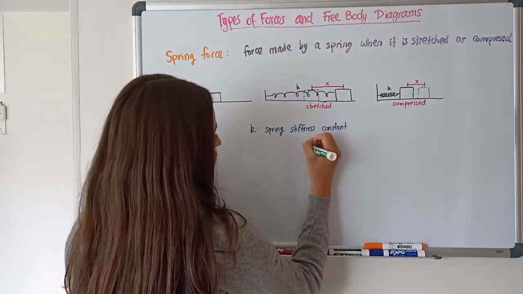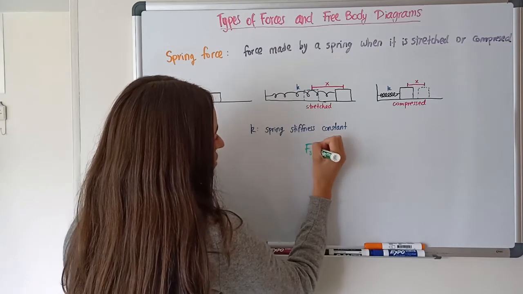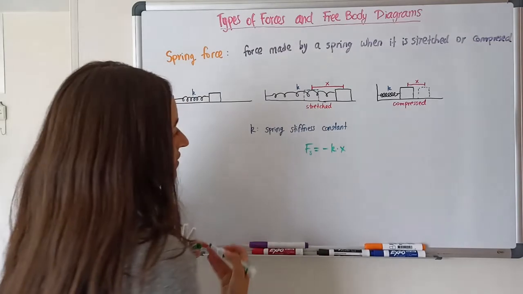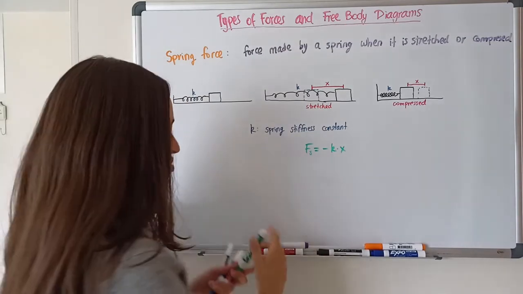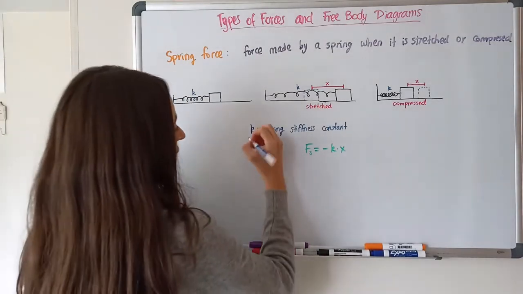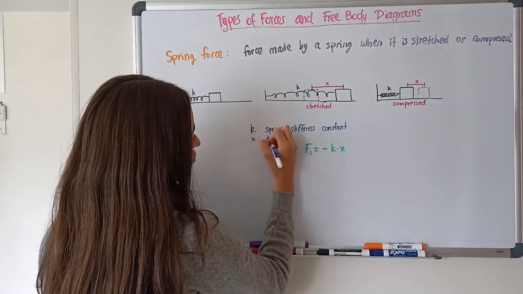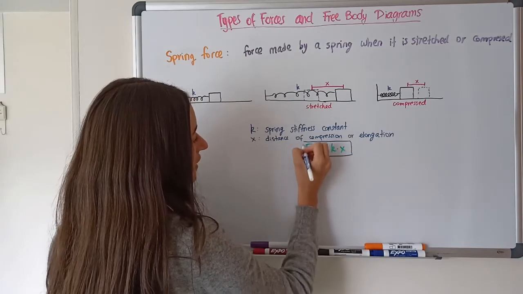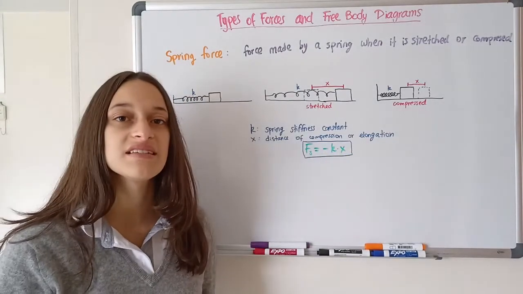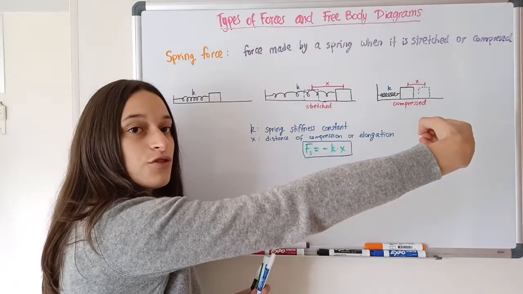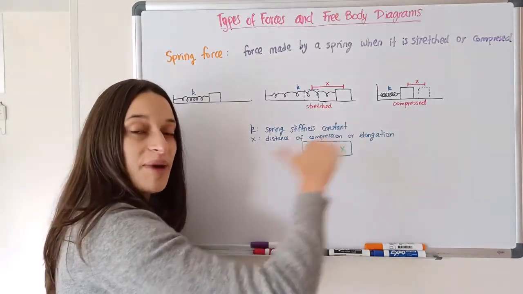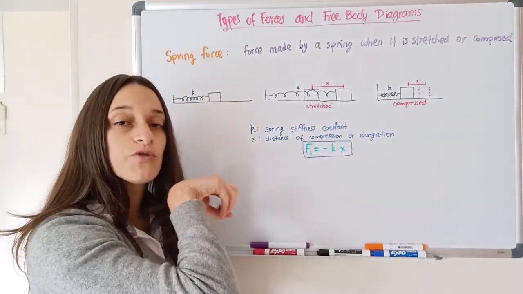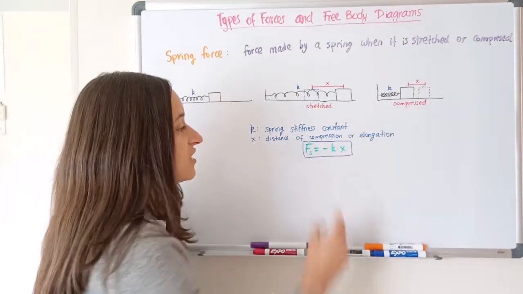So the spring force, which we can call Fs, is going to be equal to negative K times X. So again, K is the spring stiffness constant, X is the distance of compression or elongation, and our equation is equal to negative K times X. The negative just means that if you stretch to the right, the force you're feeling is to the left, back to the original position. And if you stretch to the left, the force you feel is to the right. So that's what the negative means.